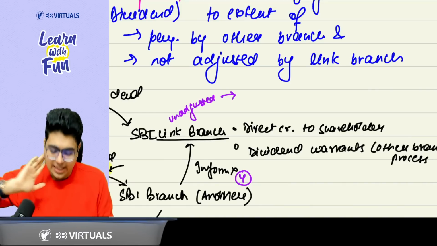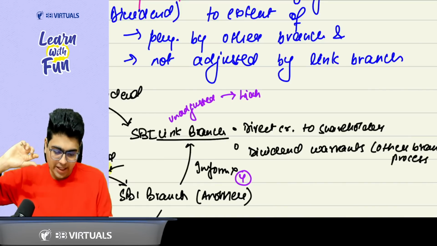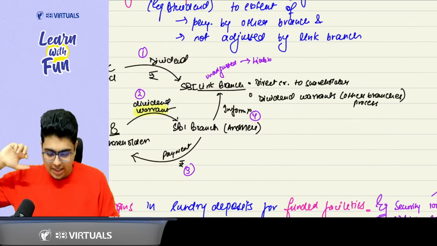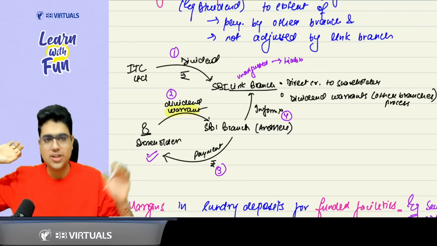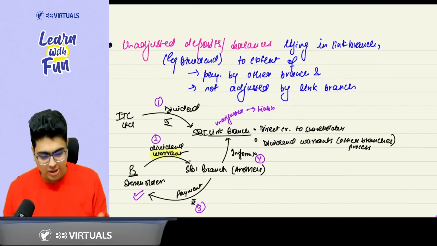Do you think this unadjusted amount should be a liability for the bank? The answer is no. Why, sir, is it not a liability? Because the shareholder has already got his share of payment.